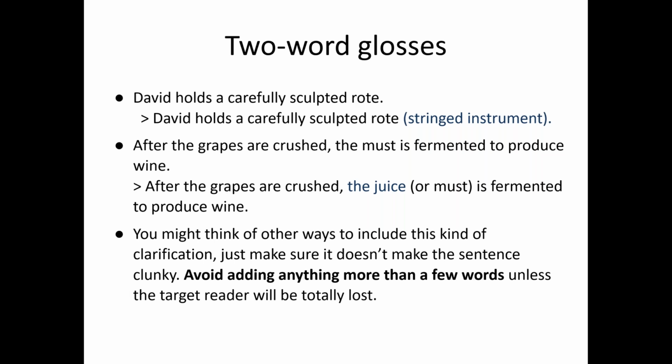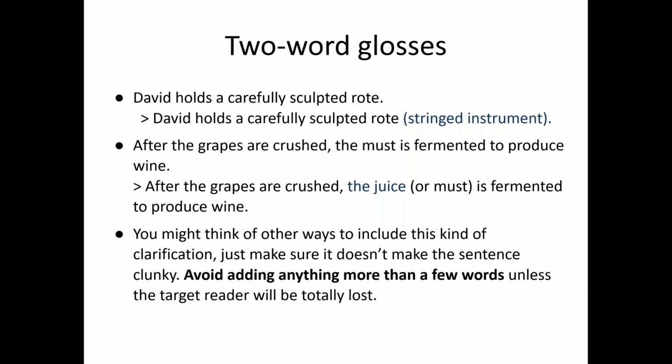Another example. After the grapes are crushed, the must is fermented to produce wine. We can just give a little more information there, and this time we'll put the term after instead of the term first. After the grapes are crushed, the juice, or must, is fermented to produce wine. So both of those ways are absolutely fine. The key here is that we're not distracting the reader too much. We're keeping it short.